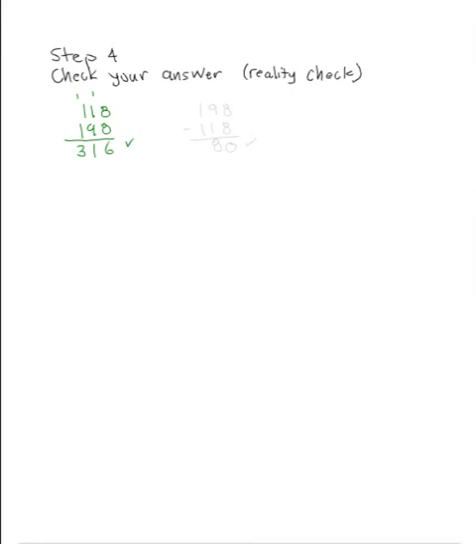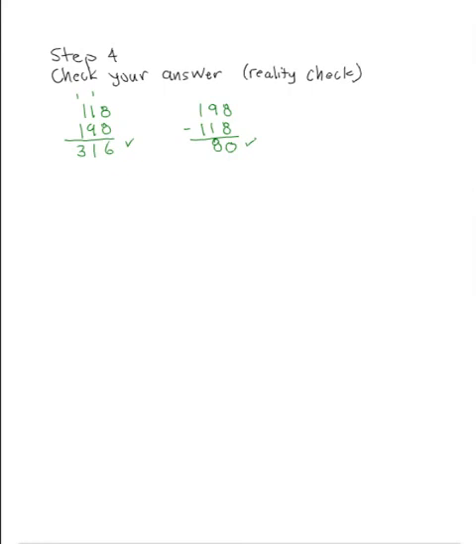Okay, so now we need to check the other part. When the smaller number is subtracted from the larger number, the result is 80. That is to say, the larger number minus the smaller number equals 80. Well, let's try that. The larger number is 198, minus the smaller number, which is 118. 8 minus 8 is 0, 9 minus 1 is 8, and 1 minus 1 is 0, which gives us 80. So that checks. This answer passes the check/reality check.